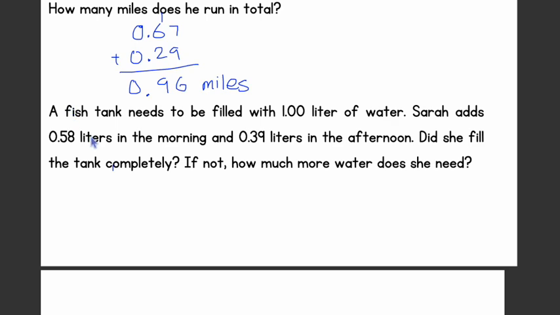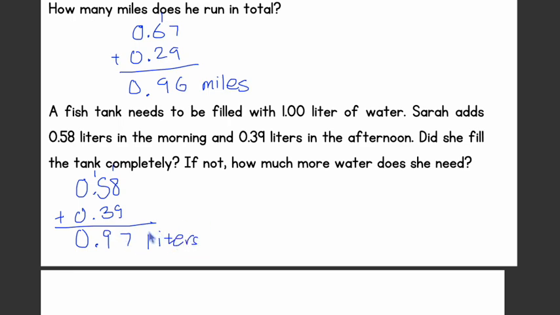Number 4, our last problem. A fish tank needs to be filled with 1.00 liter of water. Sarah adds 0.58 liters in the morning and 0.39 liters in the afternoon. Did she fill the tank completely? If not, how much more water does she need? Okay, let's find out how many liters of water Sarah added first. So 0.58 plus 0.39. 8 plus 9 is 17, carry the 1. 1 plus 5 is 6, and 6 plus 3 is 9. Put down the decimal point. So we know that Sarah added 0.97 liters of water in total.